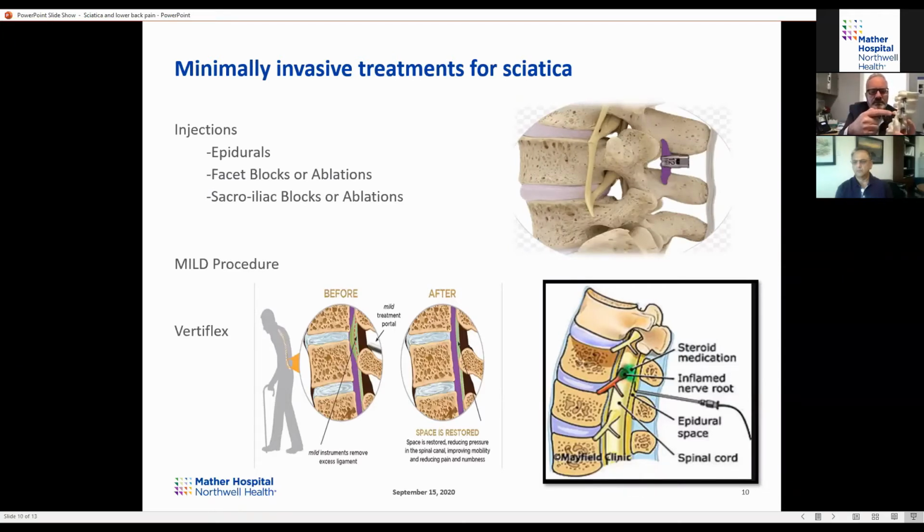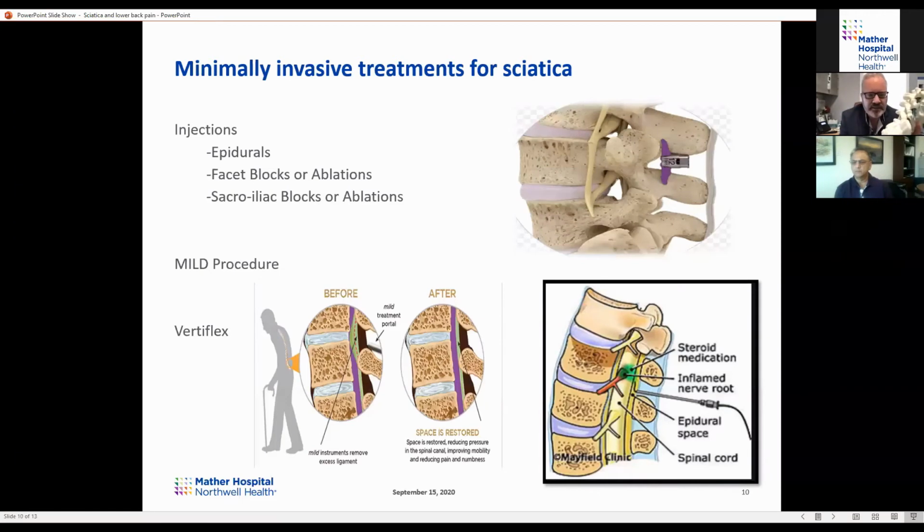We can do what's called the transforaminal injection, which comes from the side and gets along the nerve root. And this is more useful for more of a lateral disc herniation. Or we can come from the bottom with a caudal. And what I like to do is go in this way and slide a catheter up into the epidural space within the lumbar spine and inject right where the disc herniation is.